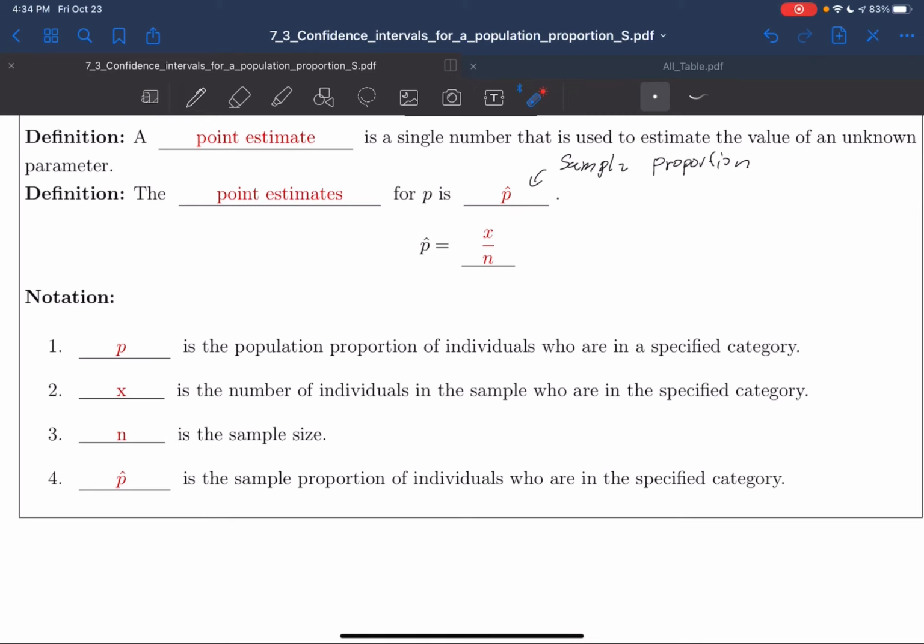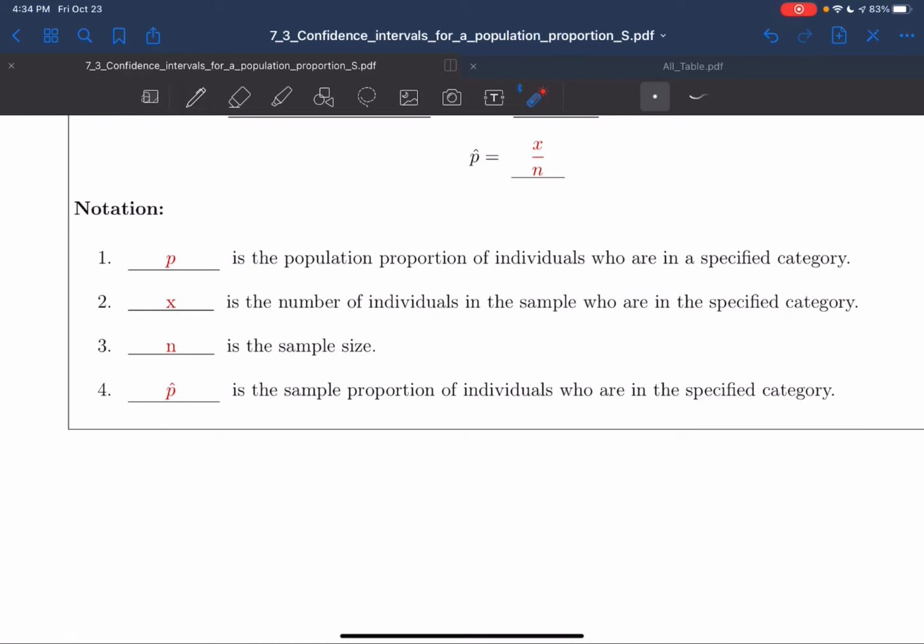So here, for example, here's a couple notations that we should probably get used to. P, without the hat, is the population proportion of individuals who are in a specific category. X is the number of individuals in the sample who are in the specific category or that we care about. N is our sample size, and p hat is the sample proportion. And again, p hat is just x over n.